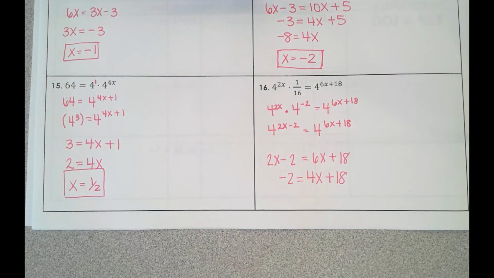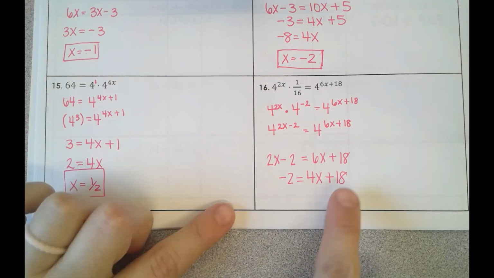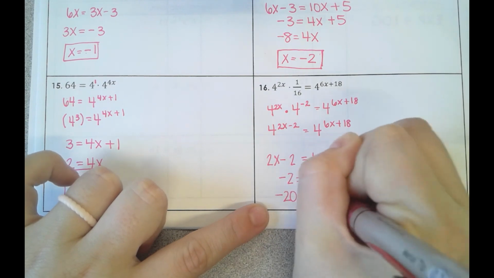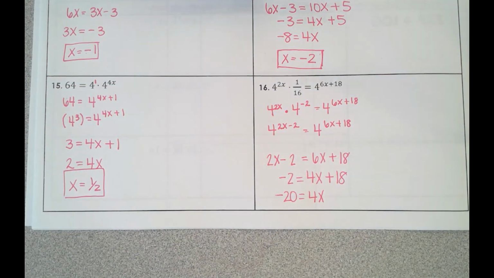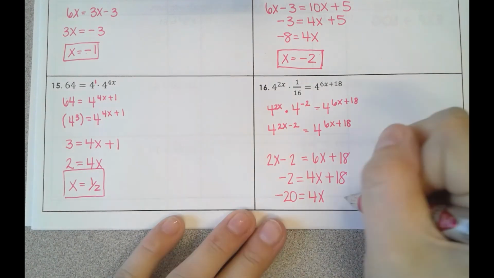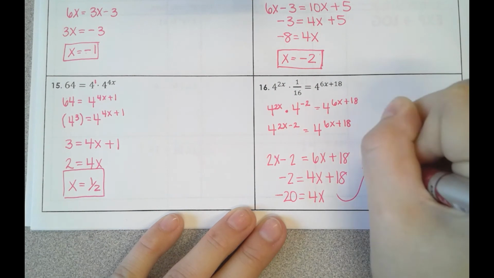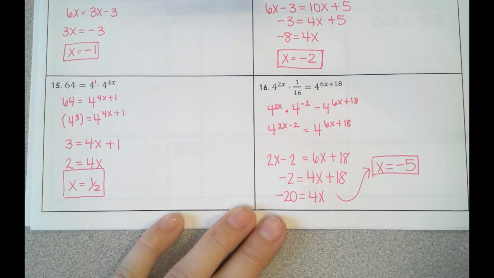So I subtracted 2x from both sides. And then if I subtract 18, we get negative 20 equals 4x. And then dividing by 4, x equals negative 5.